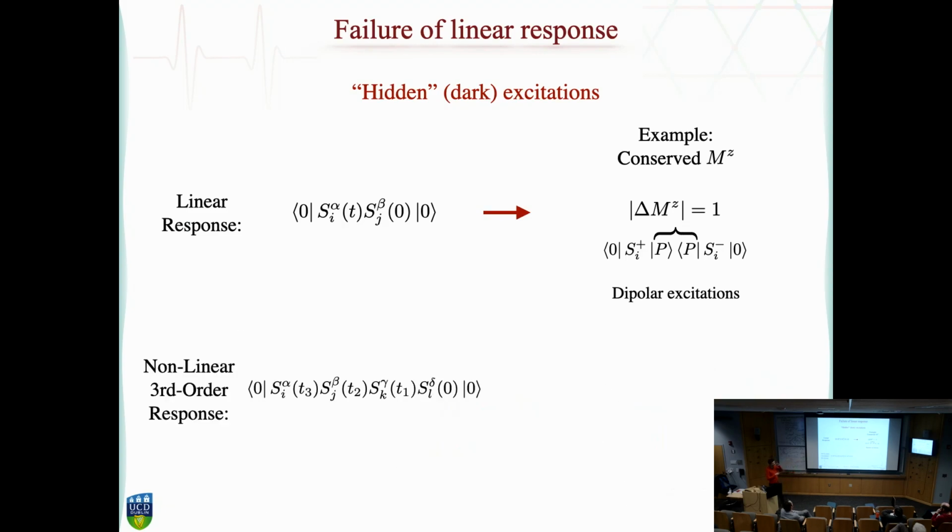But let's say that you have a magnet that has this conserved magnetization. If you look at the nonlinear terahertz response, you look at matrix elements like this. And so now, these excitations in the middle here have delta m equals 2. So you can access quadrupolar excitations. So if you have this kind of system, by very naturally going to the nonlinear response, you can measure kinds of excitations that are invisible to you within the linear response.